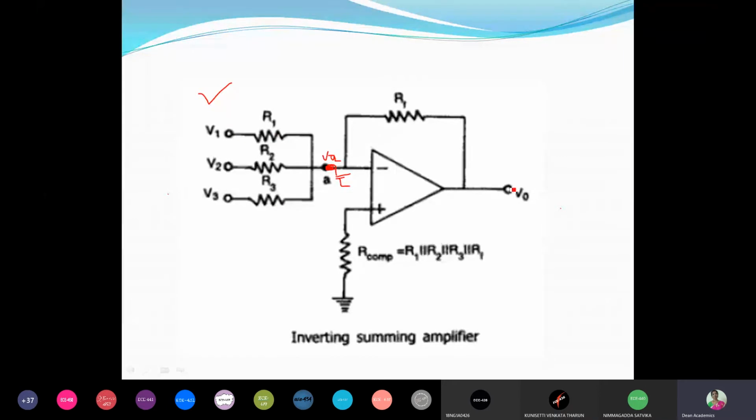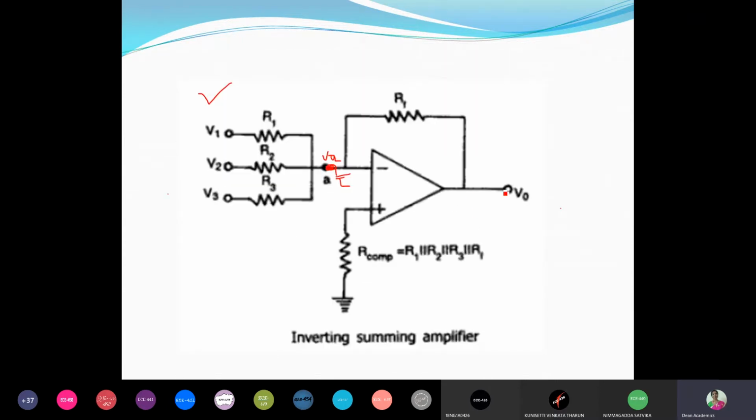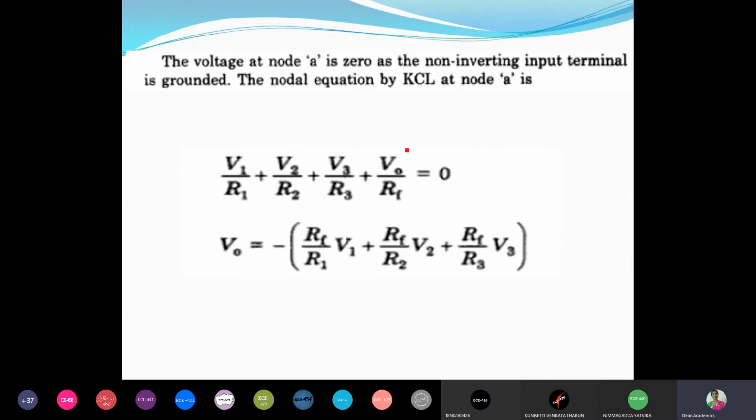is equal to V naught by RF. Otherwise, it is equal to minus V naught by RF. Otherwise we say V1 by R1 plus V2 by R2 plus V3 by R3 equals either minus V naught by RF, or bring that V naught by RF to this side. Here we will get minus voltage, right? So therefore, minus V naught by RF. Otherwise, you bring this side plus V naught by RF.